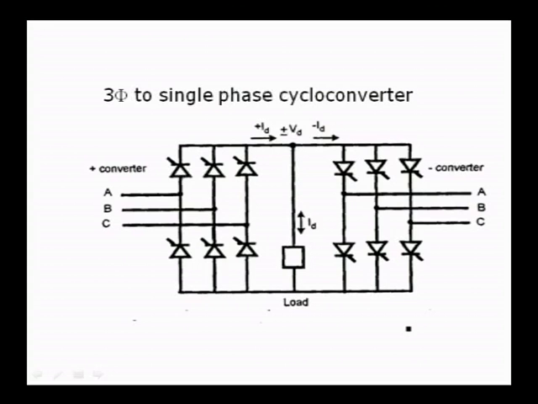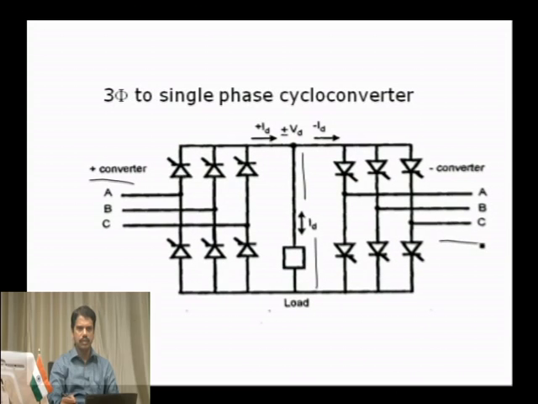You see, the input will be 3-phase. So here we get a single phase load connected. Again we have the same type of positive converter and a negative converter. Here the 3-phase power we are giving, we are getting output as single phase. It may be a resistive or an inductive load. This is the 3-phase to single phase converter.